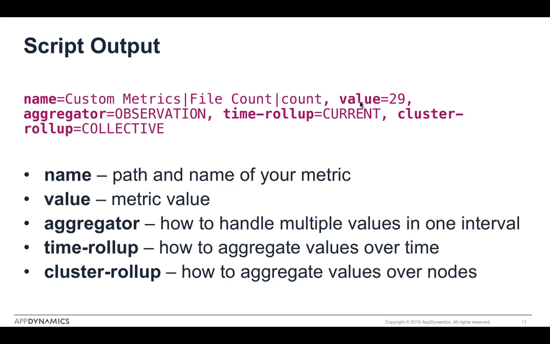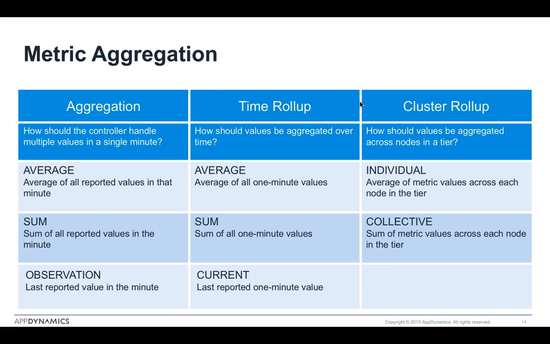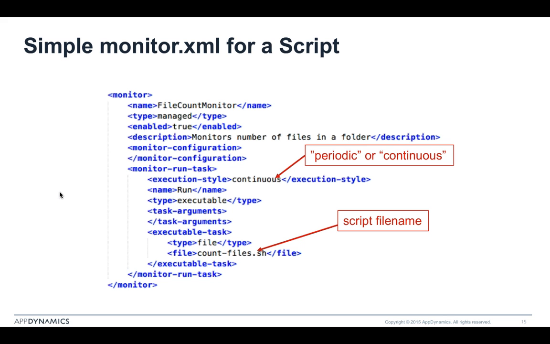Okay, so what values you choose for aggregator, time rollup, and cluster rollup really depends on the type of metric you're collecting and what you want to do with it. If it's something like a total number of hits or total number of events, you probably want to do sum instead of average or observation. Okay, and I have a slide here that kind of summarizes this. So, you know, whether you want a sum of the metric, an average of the metric, and so on. This is all in our documentation too. I'll give you links at the end. But just to know that you have this kind of fine-grained control over how the metrics get rolled up over time.